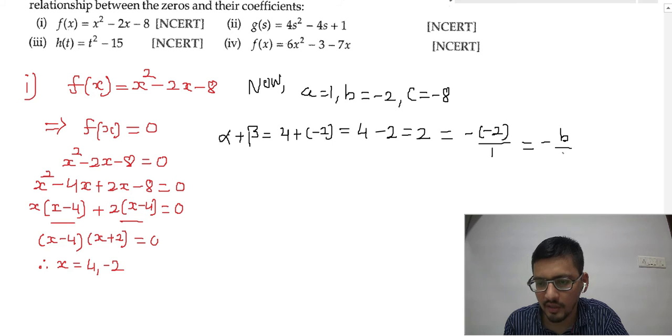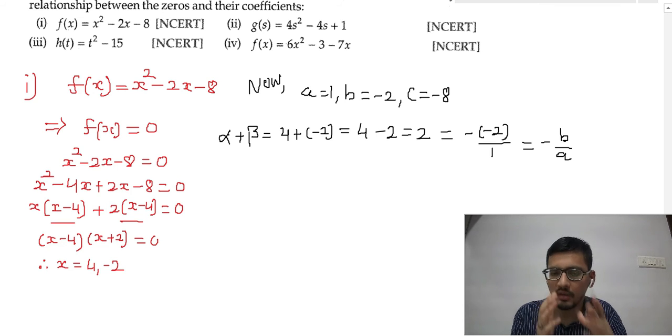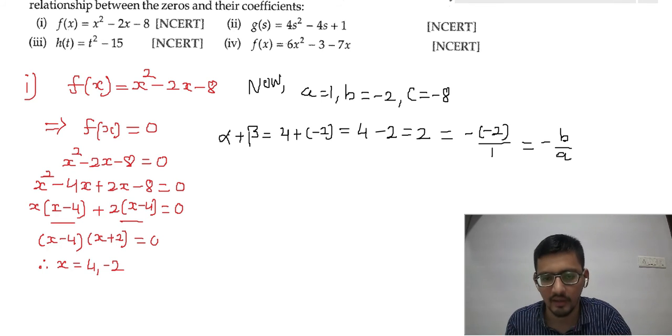So verification done. Okay, so whatever the sum of roots you are getting, if it is expressible in the form of -b by a, that means verification done. Okay, so the sum of roots is -b by a. This is a way of writing the solution.